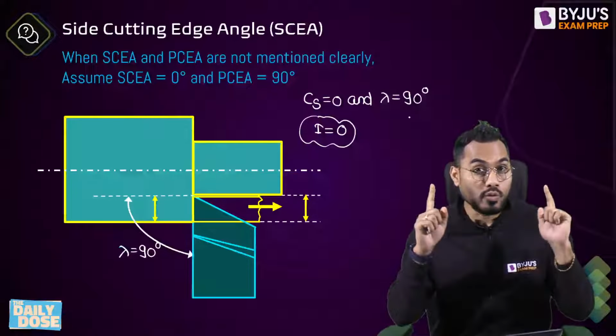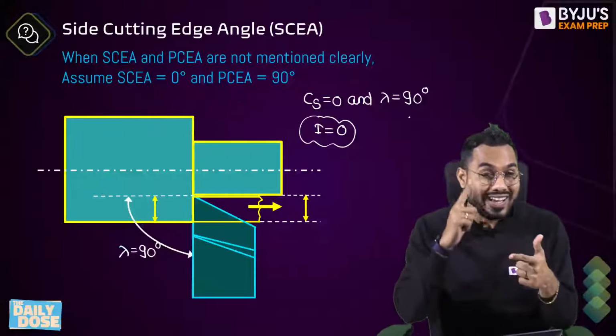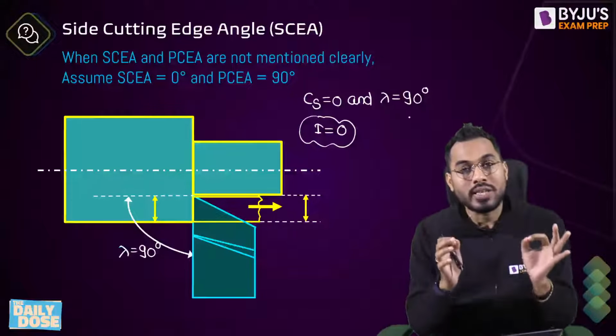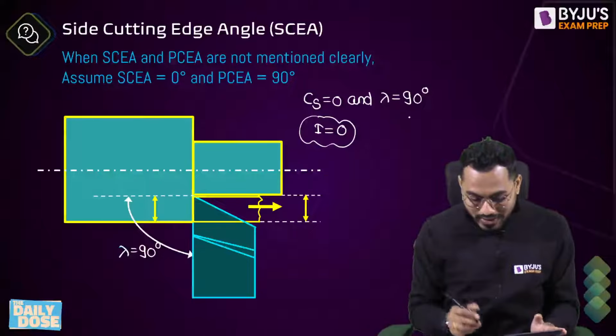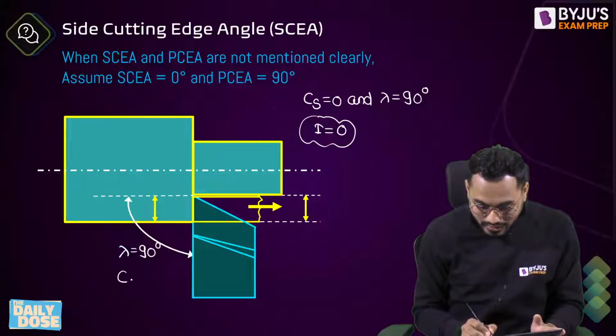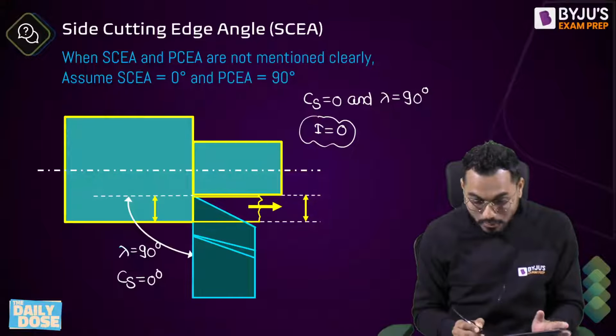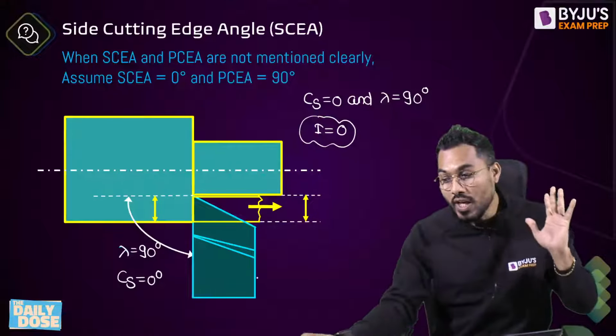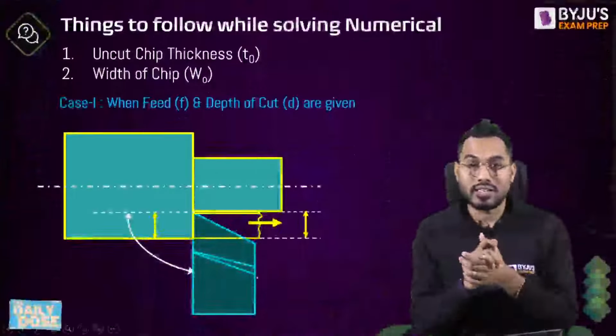So you have to remember that if nothing is mentioned clearly in the problem, then assume side cutting edge angle Cs to be 0 degree and principal cutting edge angle lambda to be exactly 90 degree. Please remember this, very, very important as far as solving a number of numericals is concerned.